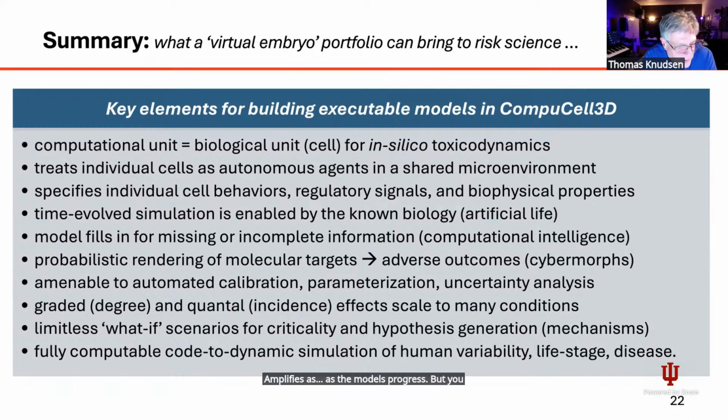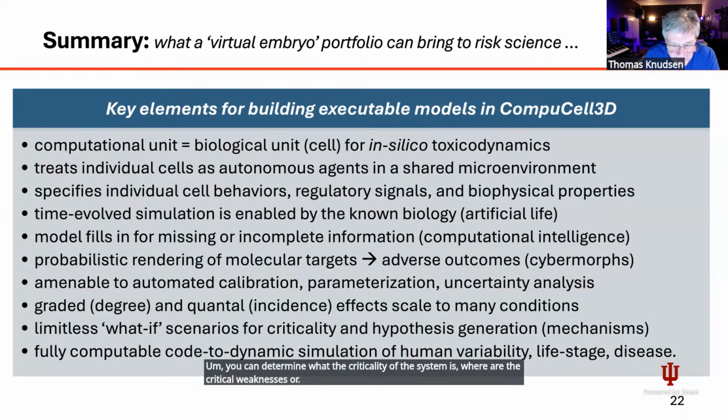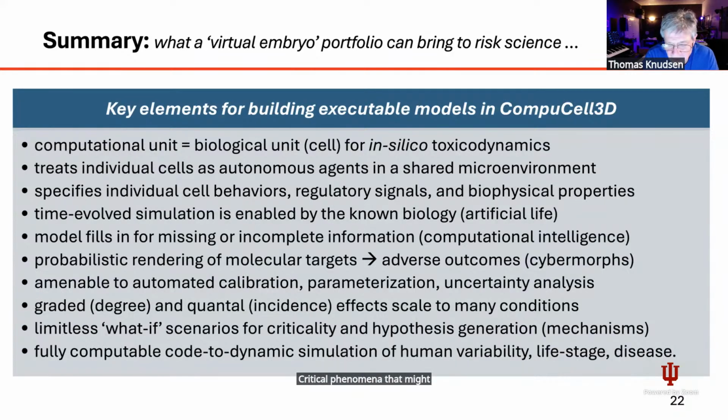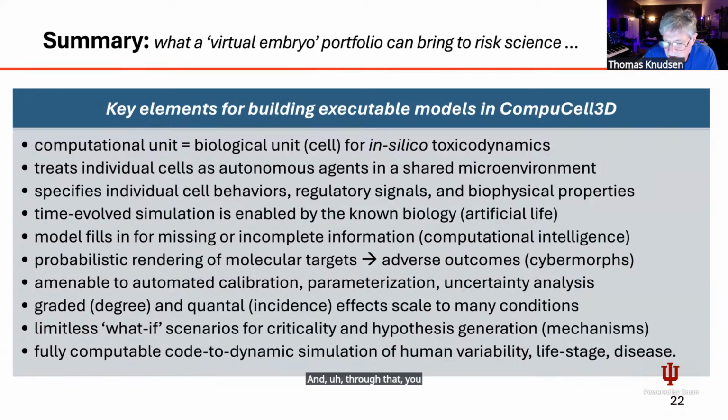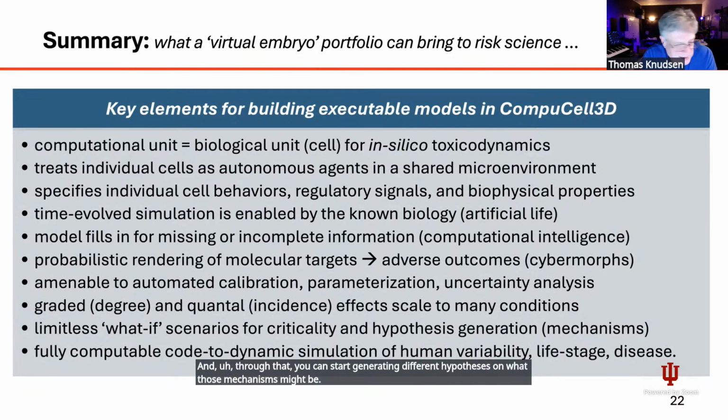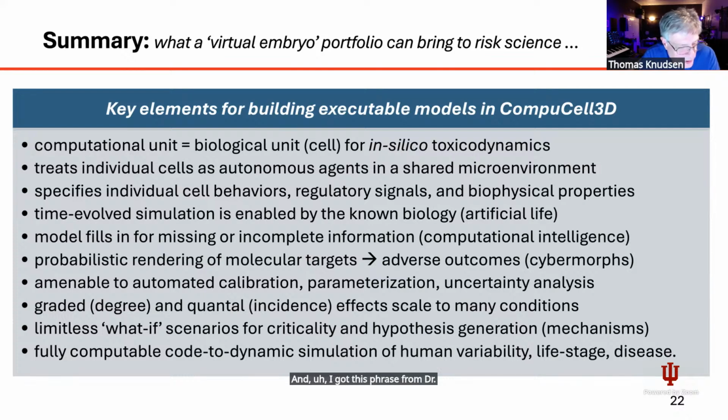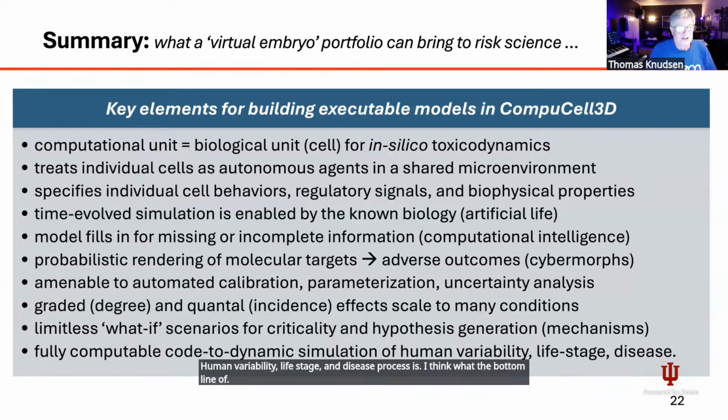But you can do limitless what-if scenarios. You can determine what the criticality of the system is. Where are the critical weaknesses or critical phenomena that might set a system off in the direction of a birth defect? And through that, you can start generating different hypotheses on what those mechanisms might be. And I got this phrase from Dr. Glaser, but really a fully computable code-to-dynamic simulation of human variability, life stage, and disease process is, I think, the bottom line of the advantages of this model.